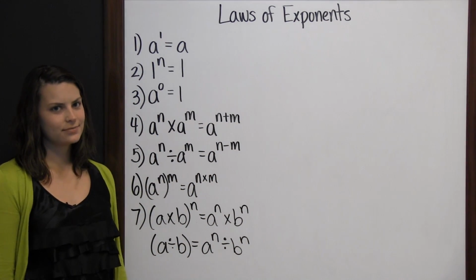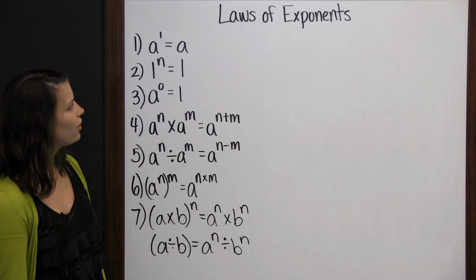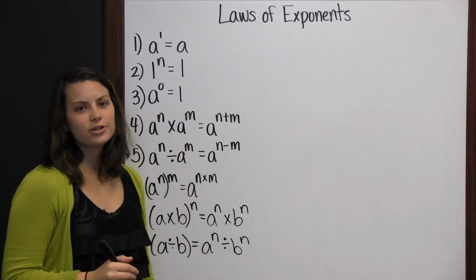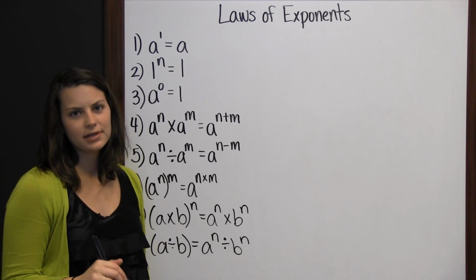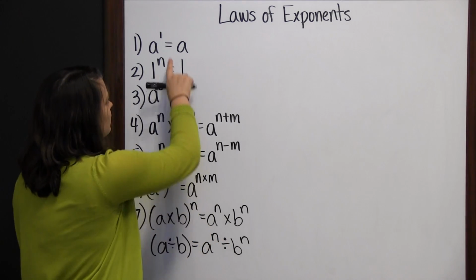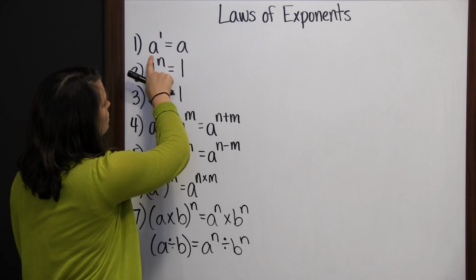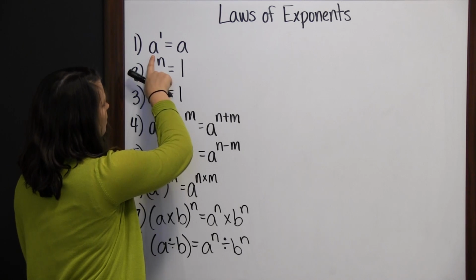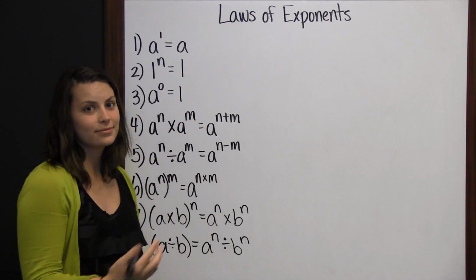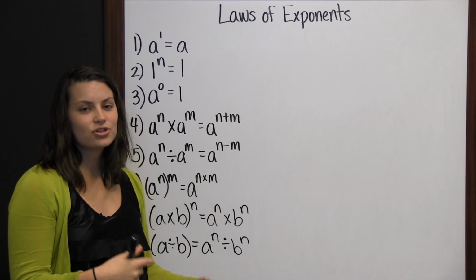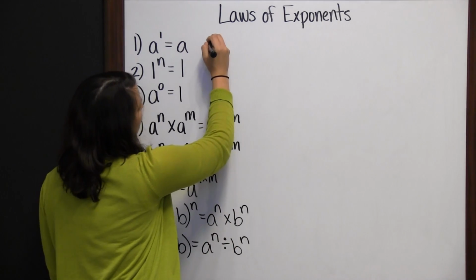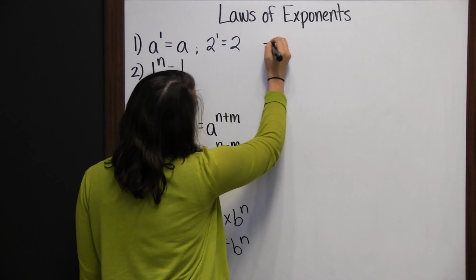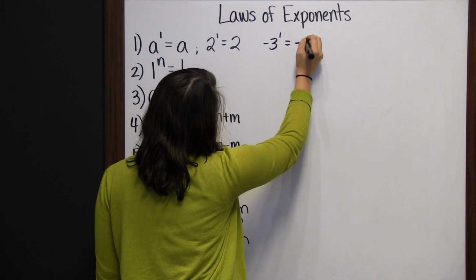Laws of exponents. We're going to look at 7 different laws. The first is that any number raised to the first power is just itself. If you'll remember what an exponent is, it tells you how many times to multiply the base number times itself. So if you're multiplying the base number times itself just one time, then that's just that number. Like 2 to the first power would just be 2. Or -3 to the first power would just be -3.